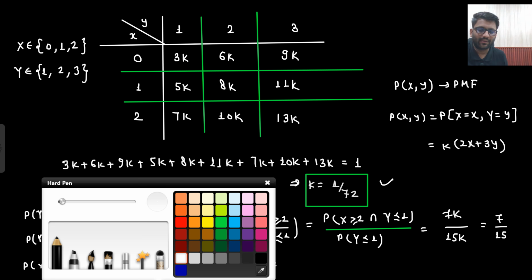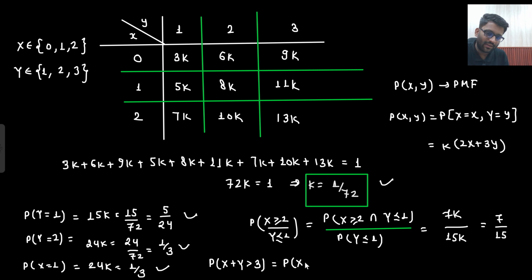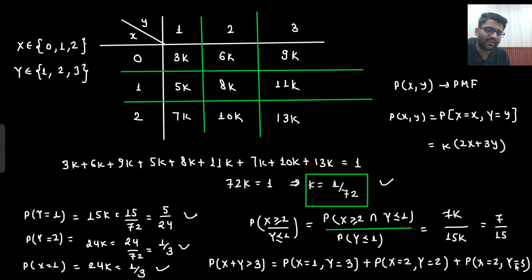Now I will directly write it down. So the cases that will come will be x equals 1 and y equals 3, or x equals 2 and y equals 2, or x equals 2 and y equals 3. Only these cases will come, because 2 plus 3 is 5, 2 plus 2 is 4, and 1 plus 3 is 4. That's it. These cases will come. 0 1 cannot come, 0 2 cannot come, 0 3 cannot come, 1 1 cannot come, 1 2 cannot come, 1 3 can come, 2 1 cannot come, 2 2 can come, 2 3 can come. So these cases can come.